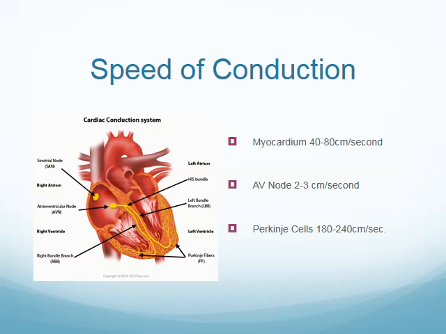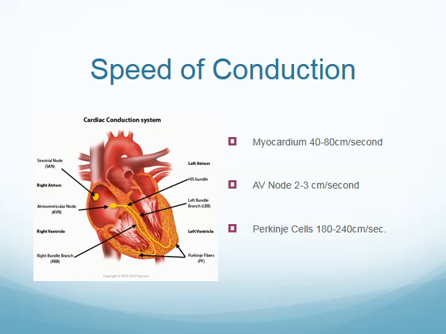If we look at the speed of conduction of the tissue here, we notice that the myocardium, the speed of conduction through that system, is about 40 to 80 centimeters per second, so pretty quick. The Purkinje cells depolarize at a rate of about 180 centimeters per second, which is even faster. Now, what's interesting to note is that the AV node is really quite slow. The conduction rate is only about 2 to 3 centimeters a second.